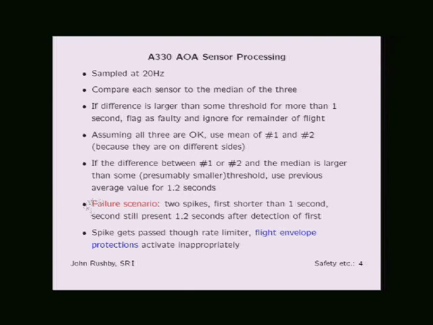So what happened in the failure? There were 2 spikes in the readings. The first spike was shorter than 1 second, so the fault check didn't kick in, because the difference has to persist for 1 second. And the second spike in reading, a sudden increase in the angle of attack, was still present a little while after the first. So there were faulty sensor readings that indicated the angle of attack suddenly jumped, which could indicate that the plane is suddenly veering off course or something like that.